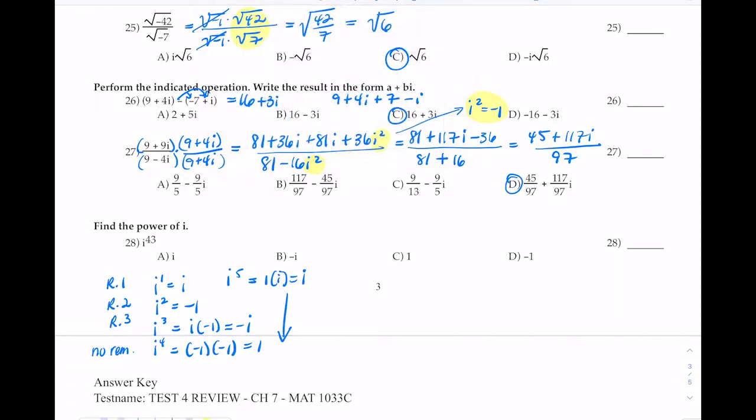Or you could just divide 4 into 43. And again, I'm dividing by 4 because it repeats after every 4. And 4 goes into 43 10 times. 10 times 4 is 40. And then we have a remainder of 3. So if I remember, remainder 3 tells me my answer is going to be negative i. So i to the 43rd really equals negative i, so my answer would be B.